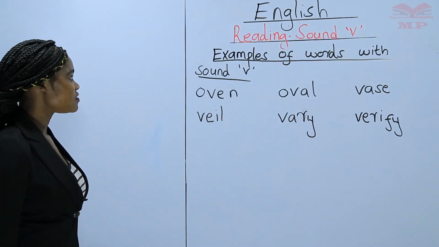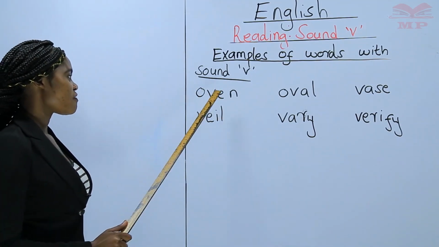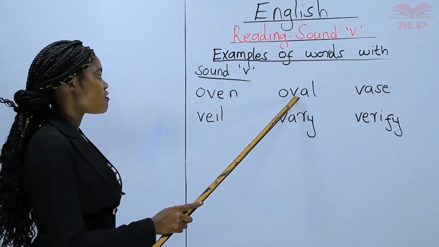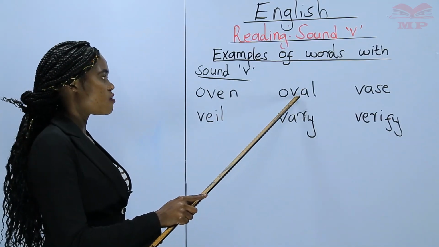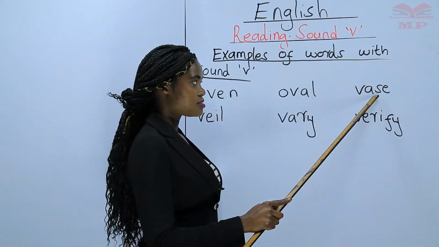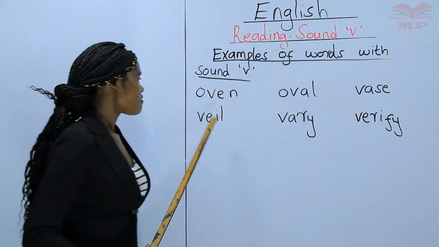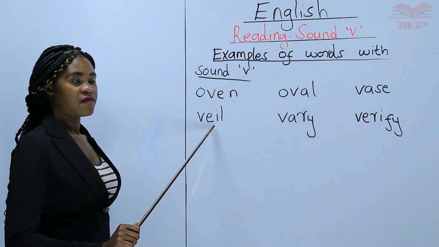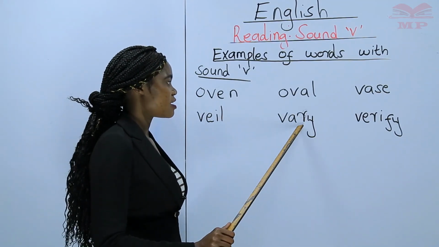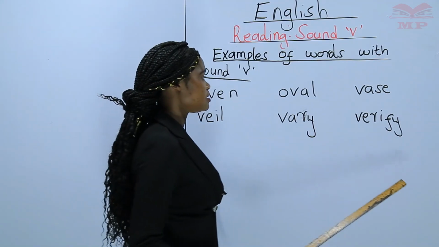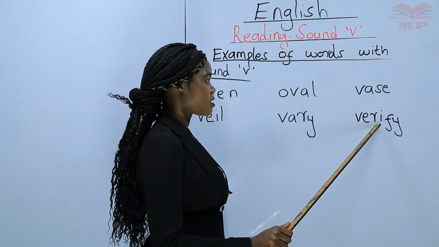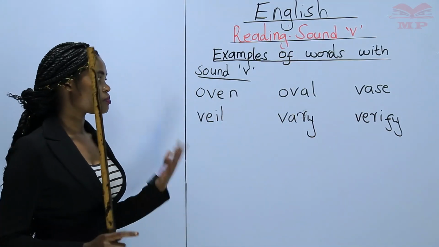Now let's read the words together. You repeat after me. The first word, oven. Oven. Oval. Oval. Vase. Vase. Veil. Veil. Vary. Vary. And lastly, verify. Verify.